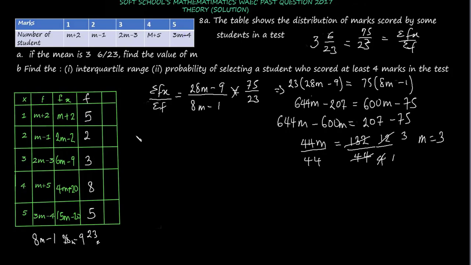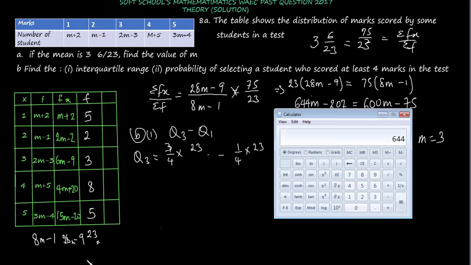So what is our interquartile range? So we have B1. Interquartile range is what? Q3 minus Q1. So what is our Q3? Our Q3 is equal to 3 over 4 times 23, and Q1 is 1 over 4 times 23. So 3 over 4 times 23: 3 times 23, that is 69. 69 divided by 4.